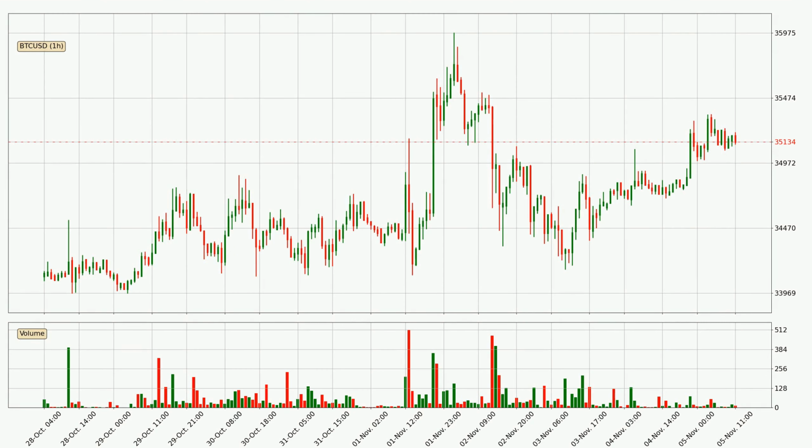Looking at the Bitcoin hourly time frame, the price moved only slightly to the upside with around 1.0% in the last 24 hours, with a current price of $35,134.